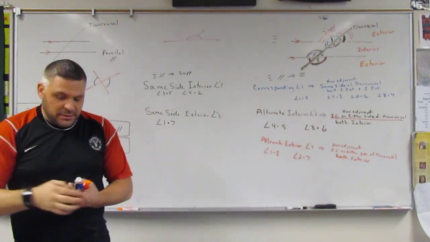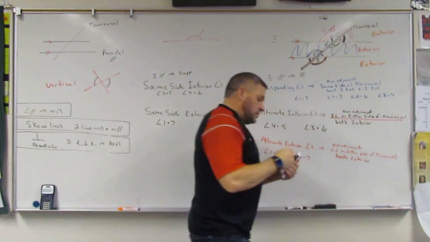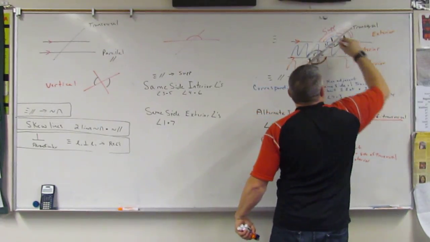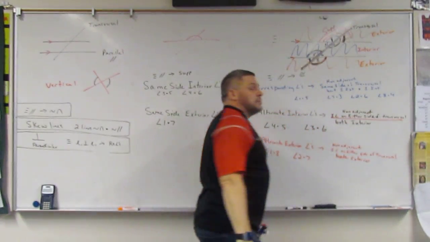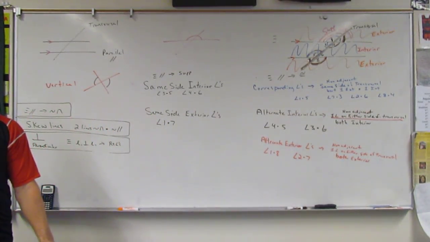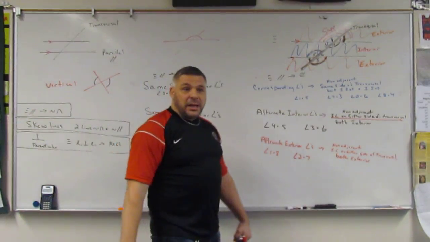Okay? So think, interior is blue. Exterior is orange. Does that help? Exterior's on the bottom and top. Bottom and top. Does that help? Exterior's on the bottom and top. Okay?